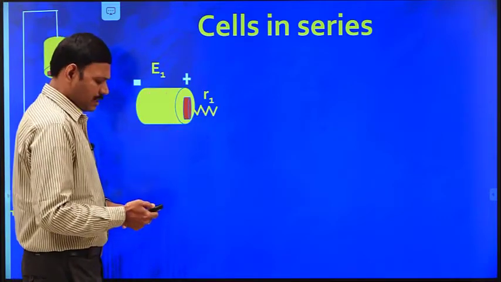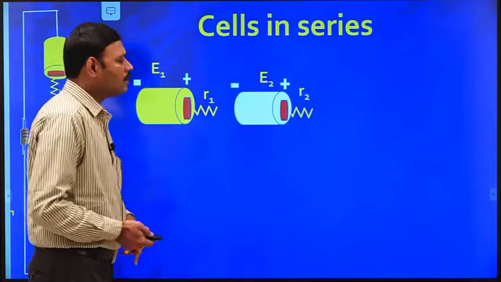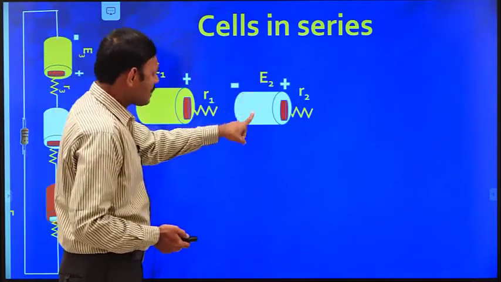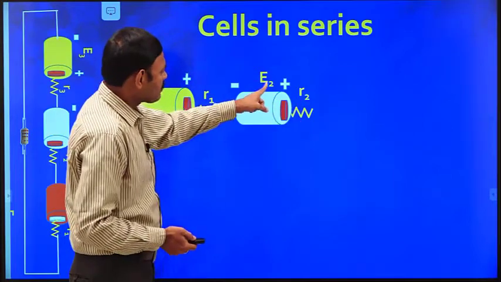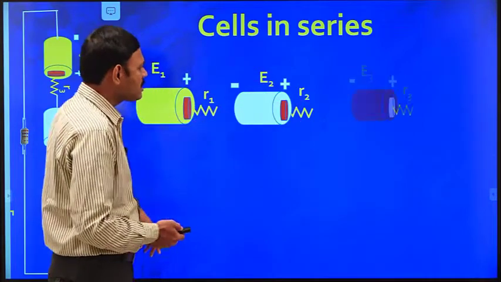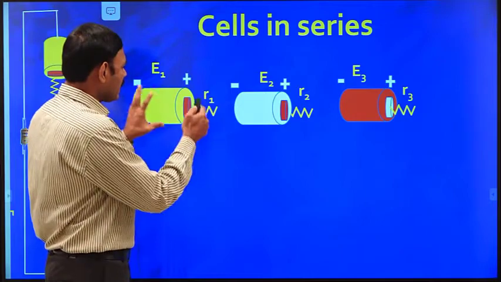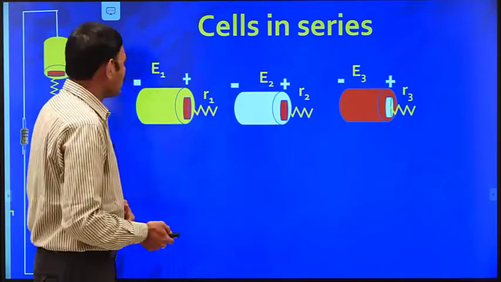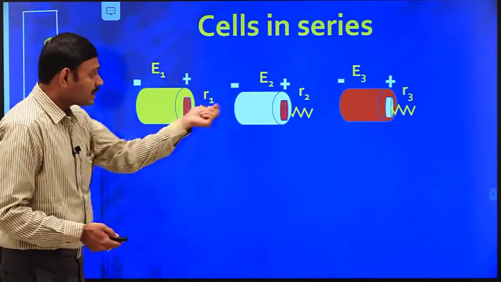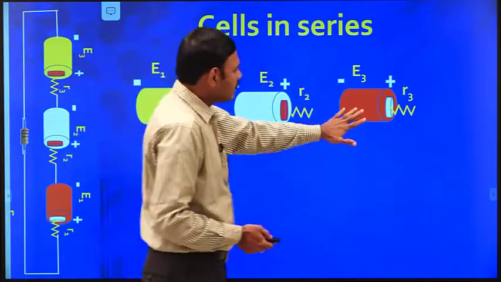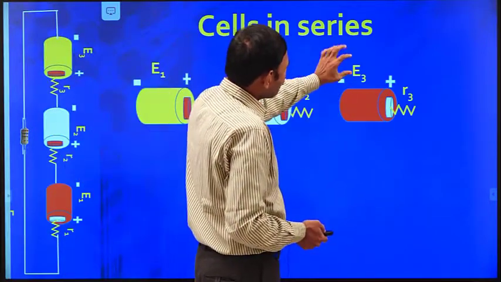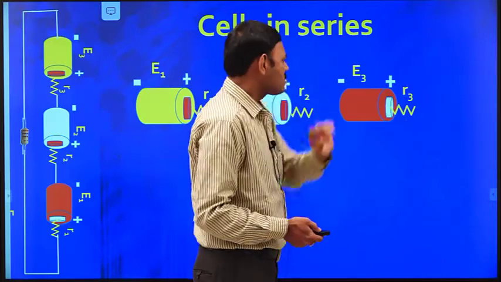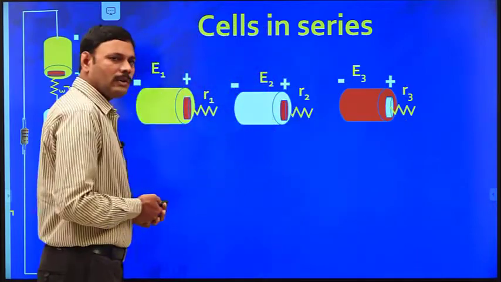Let us consider second cell now in this animation. E2 is the EMF of second cell and R2 is internal resistance. Let us consider three cells. To have a clear identification, I represent the three cells in three different colors. Let us consider this orange color cell having EMF E3 and internal resistance R3. Here let us look at the polarities.